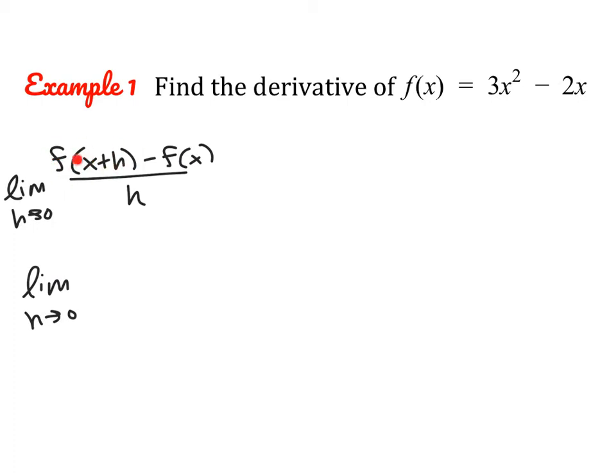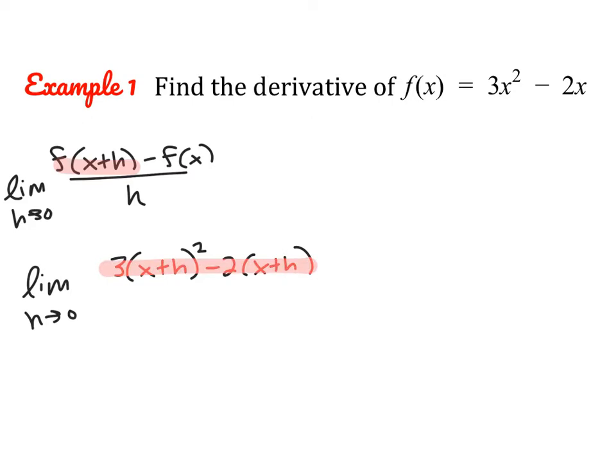We're just evaluating this function. So remember, if I asked you to find f of 3, you would go and you'd substitute x with 3. So I'm going to do the same thing. We're going to substitute x with x plus h. So 3 times x plus h squared minus 2 times x plus h. F of x plus h is this.